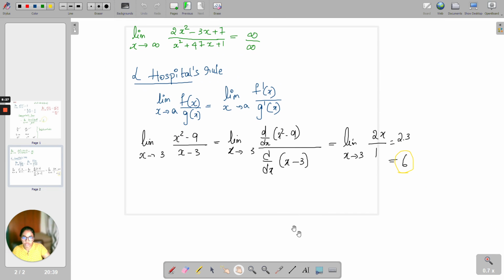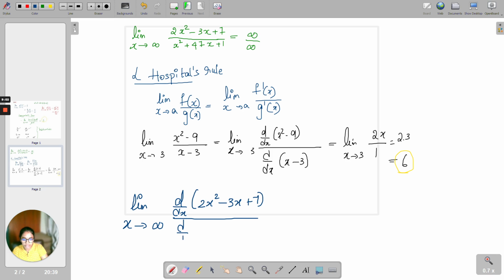Okay. So what should you do for L'Hospital's rule? I just have to differentiate numerator and denominator separately. Differentiate only the numerator and then differentiate the denominator with respect to the limit term. So they are saying it tends to infinity. So let me differentiate. d by dx of 2x square minus 3x plus 7, divided by d by dx of x square plus 47x plus 1.